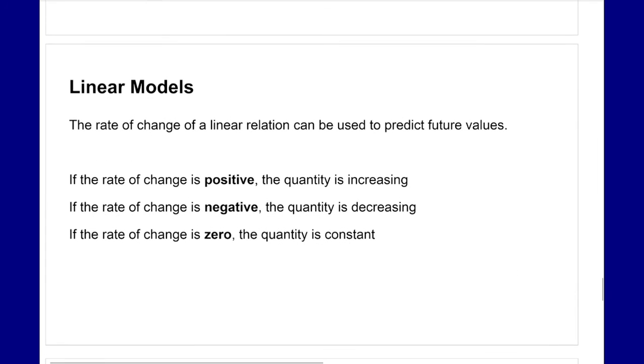The rate of change for a linear pattern can be used to predict future values. So again, the modeling we do is to create a model so that we can make predictions in the future. Right? If we have a couple data points, we create a line of best fit, we can create a model that we can use to come up with other values or, again, make predictions. So if the rate of change is positive, that means that the quantity is going to be increasing. If it's negative, it's decreasing. And if we have a rate of change of 0, that means that the quantity is just constant. It doesn't change, it just stays as is.